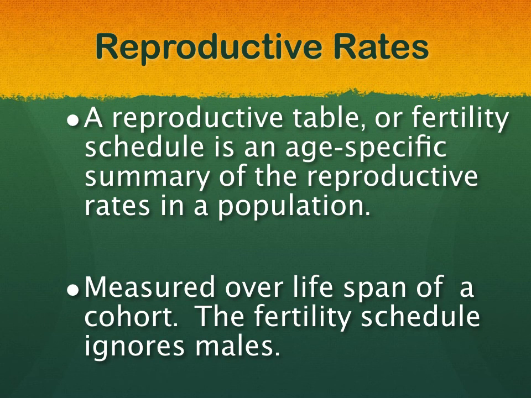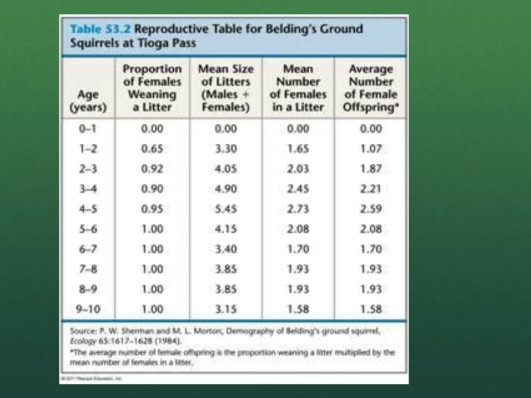A population ecologist is also very interested in reproduction rates. So they will look at a reproductive table, and this is the summary of reproductive rates within a given population. And when that's measured over a long span of time, you can get some interesting information. So let me show you an example. This is a reproductive table. You would use a reproductive table to create an age structure diagram, which will give you information about reproductive age individuals within a given population.